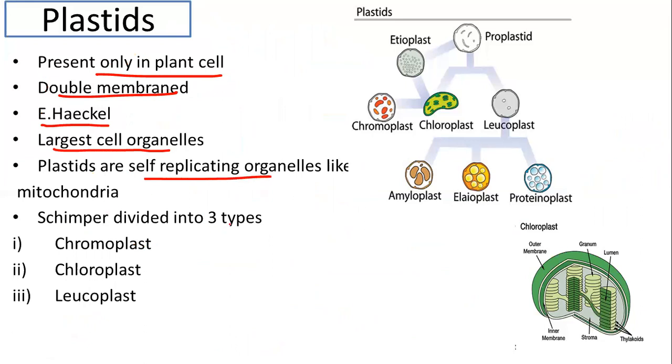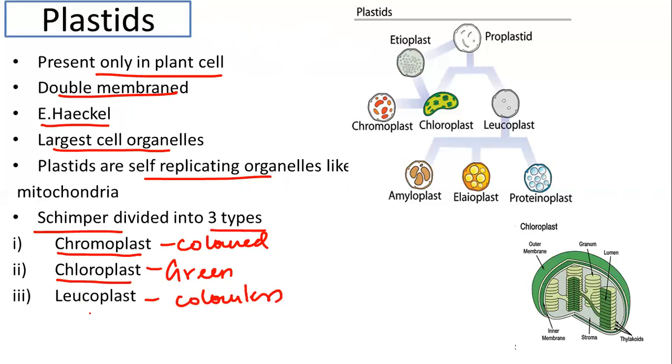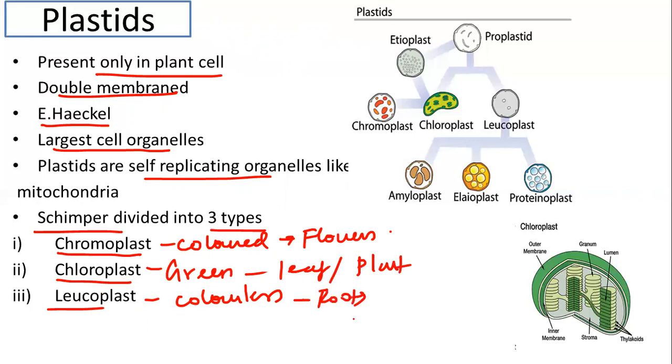And it is divided into 3 types by Schimper. He identified a colored plastid and named it chromoplast, he found a green color plastid and named it chloroplast, and he found a colorless plastid and termed it leucoplast. So this chromoplast will be present in flowers, chloroplast in the leaf and the whole body of the plant, and leucoplast in roots.